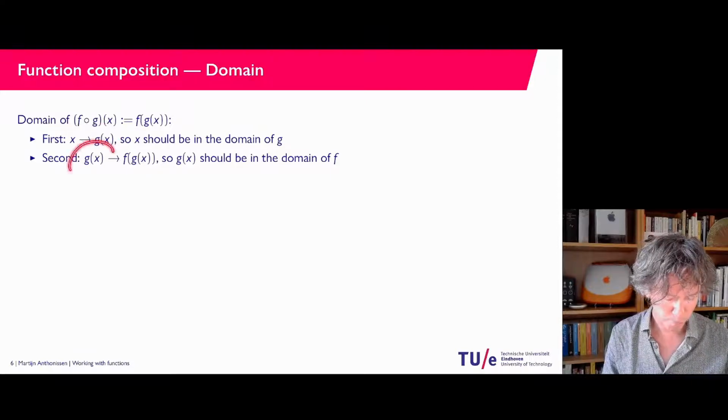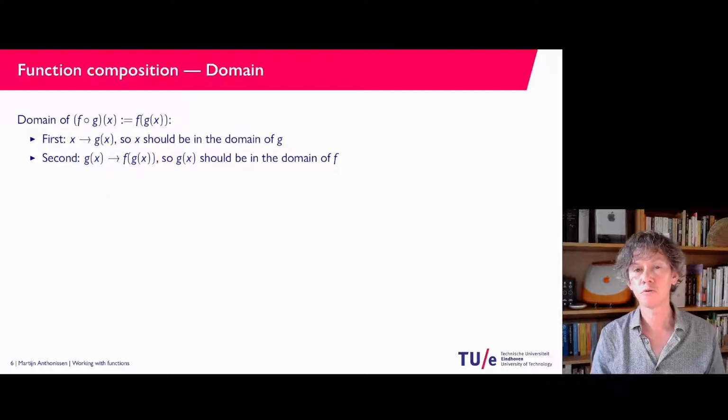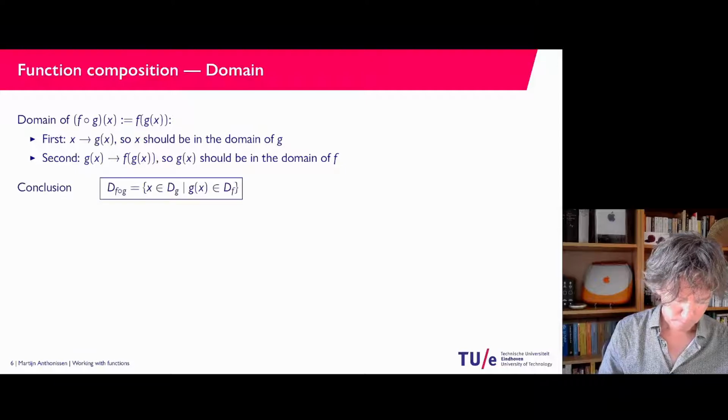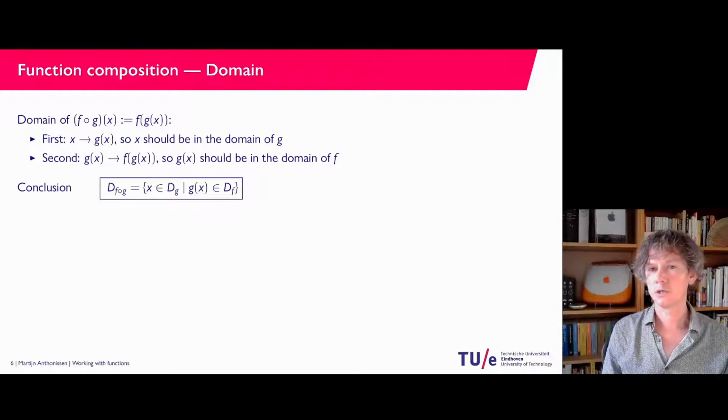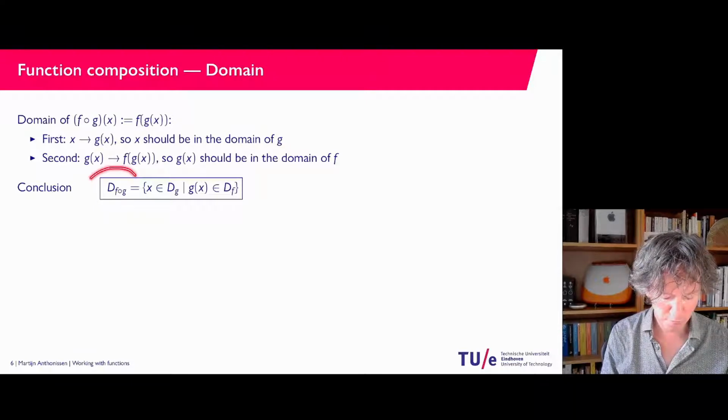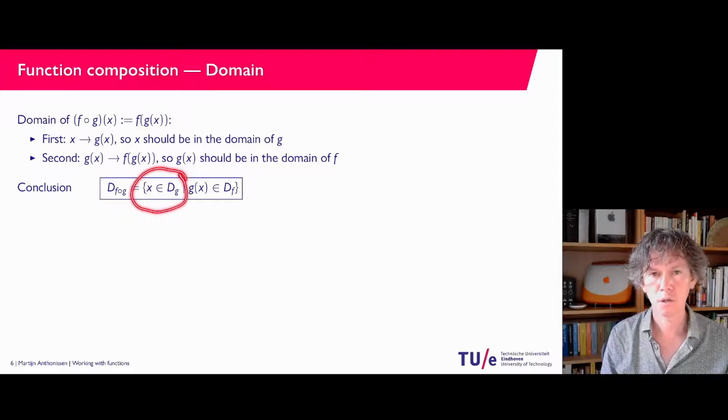Next, you want to map g(x) to f of g of x. So g(x) should be in the domain of the function f. So what we find, written very concisely here, is precisely what it says above. The domain of the function f after g is that we take all the x values in the domain of g and we pick the ones for which this holds: g of x is in D_f.